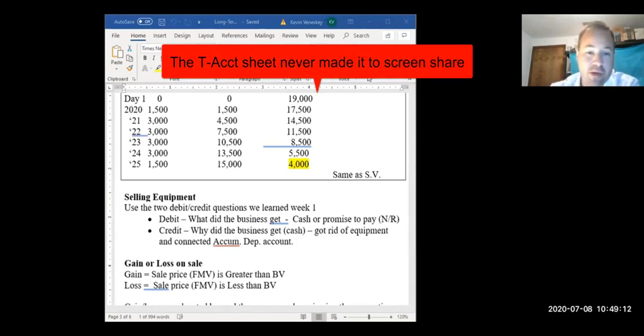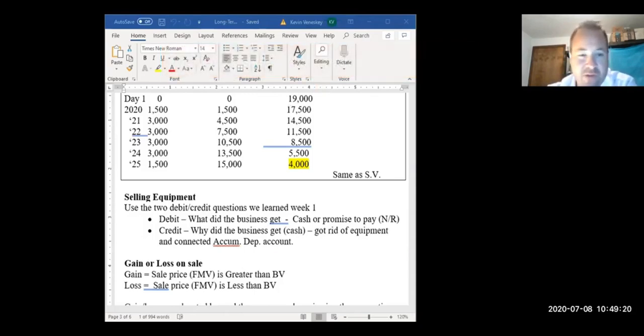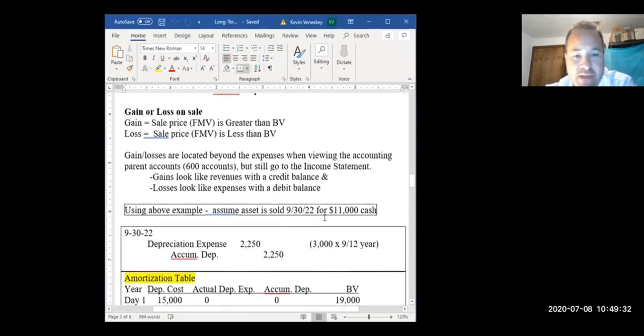I would have the equipment here of 19 grand. That's what I bought it for back in 2020. And then remember that first year in 2020, I had 1,500 in accumulated depreciation, and then I had 4,500 in 2021. Now we're saying that in 2022, I'm selling the vehicle. And I've got to note the date. The date is going to be important. I sold it three-quarters of the way through the year.